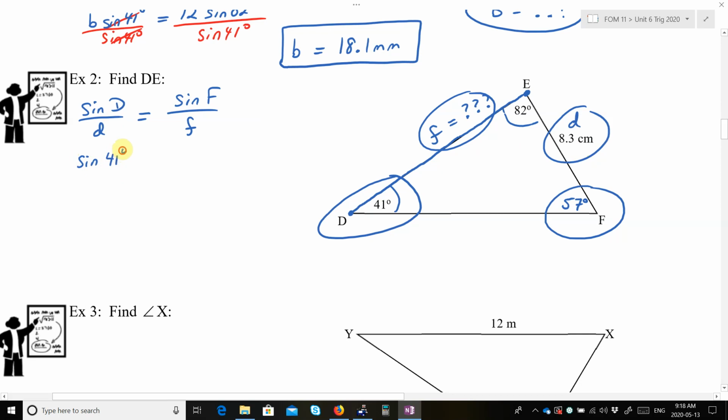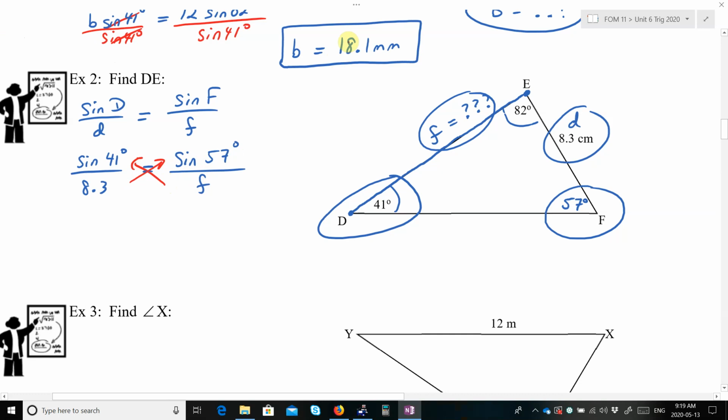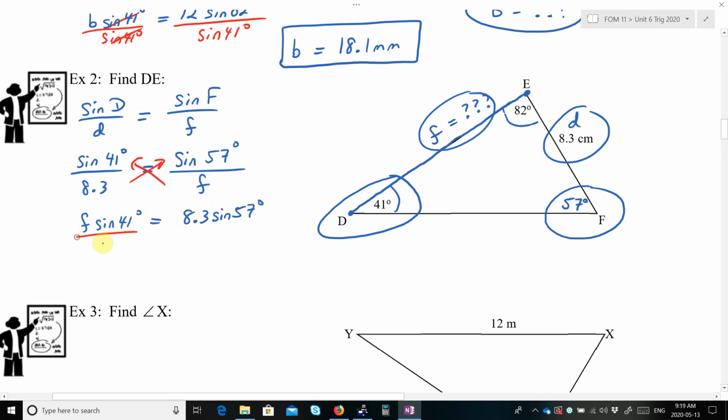So sine of 41 degrees divided by 8.3 will equal sine of capital letter F, sine 57 divided by little f. And now we are in business. So what do we do? Cross multiply. And we get f sine 41 degrees equals 8.3 times sine 57. And we want to get f by itself, so divide both sides by sine 41 degrees.